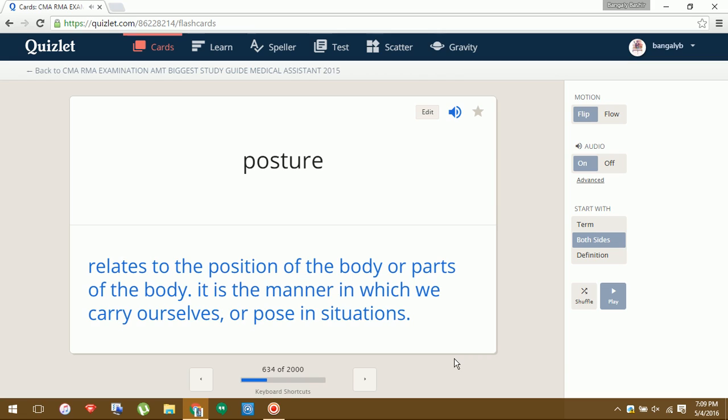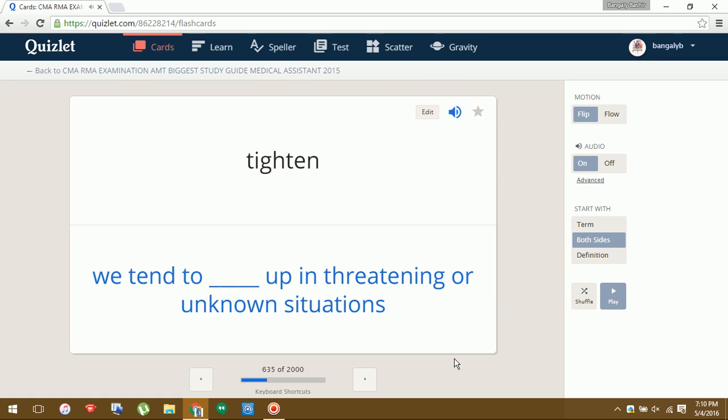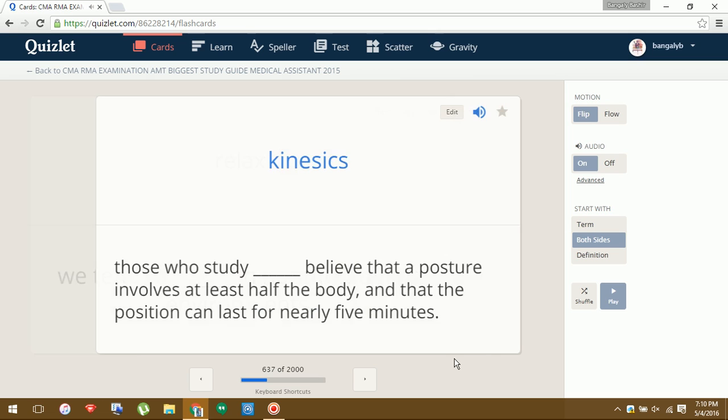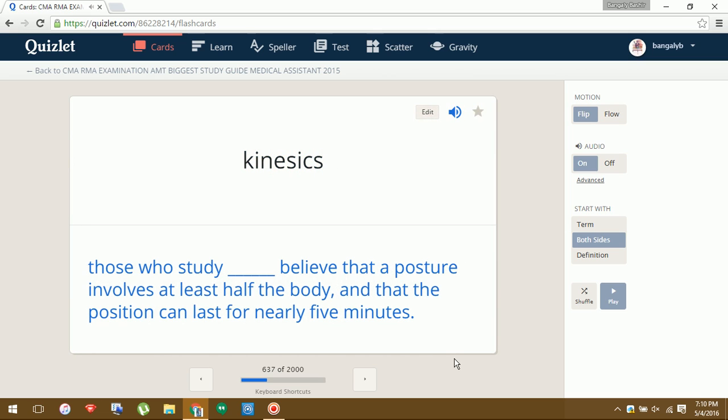Posture relates to the position of the body or parts of the body. It is the manner in which we carry ourselves or pose in situations. Tighten. We tend to blank up in threatening or unknown situations. Relax. We tend to blank in non-threatening environments. Kinesics. Those who study blank believe that a posture involves at least half the body and that the position can last for nearly 5 minutes.